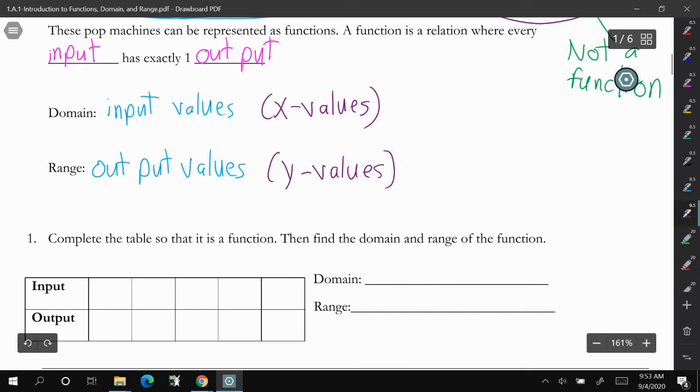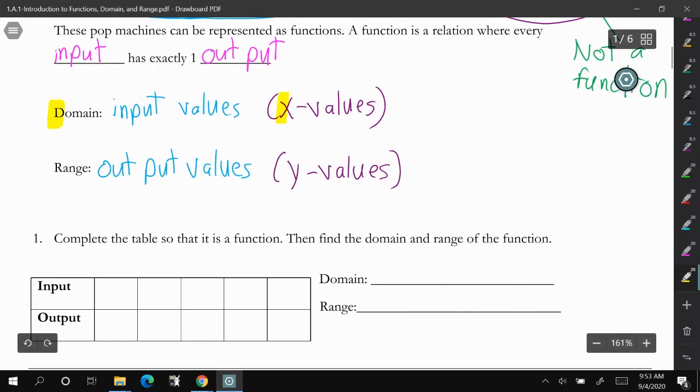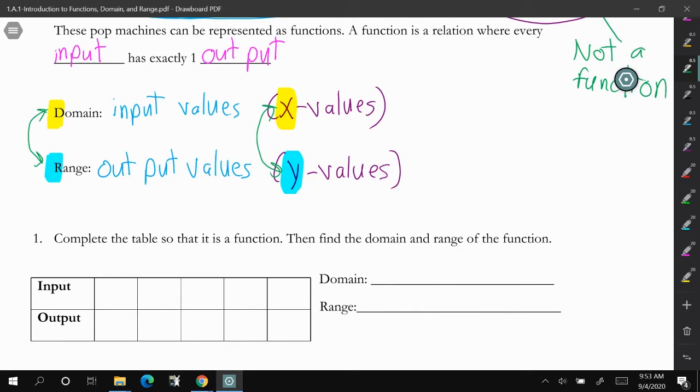And the easy way that I tell kids to remember this is to look at the first letter. We have D for domain, goes with x values, and range goes with y values. Between D and R, the letter D comes first, and between these two, the letter X comes first. So the domain goes with X values, range goes with Y values.